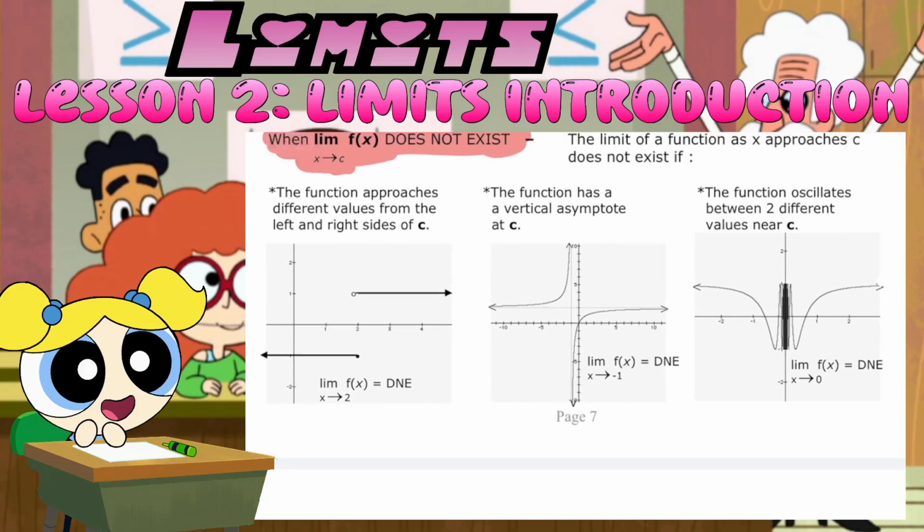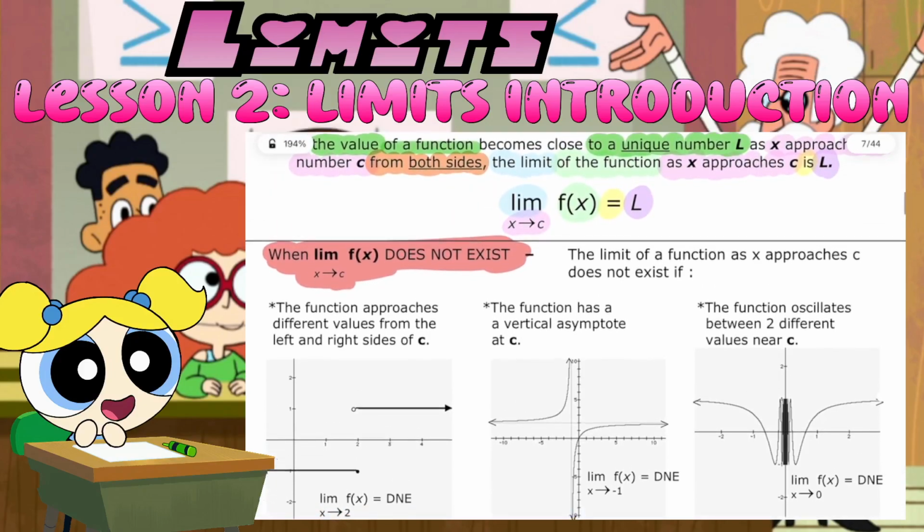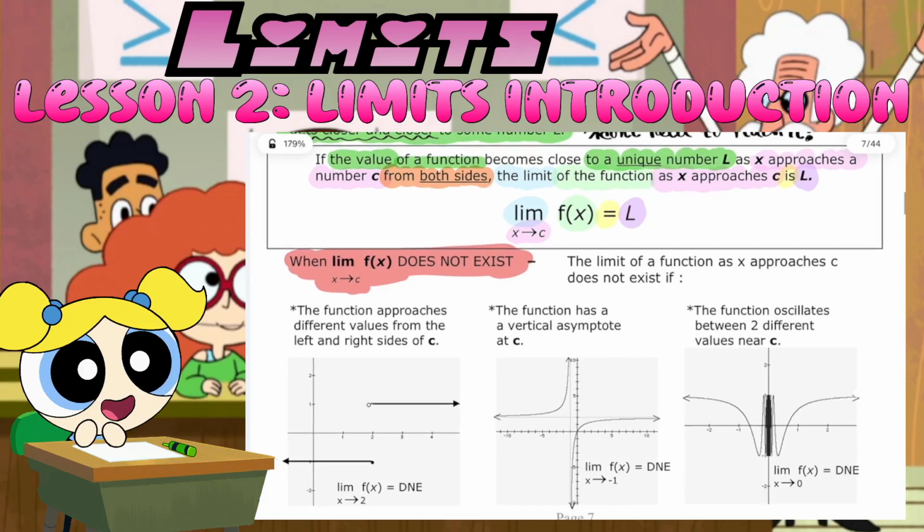So this first case, I'm going to try to leave the definition on the screen at the same time. Let's see what I could do for us. Yes. Okay. If the value of the function, so again, what are we talking about when we say value? We're talking about the y value, right? So the value is on the y-axis. The value of a function becomes close to a unique number L.